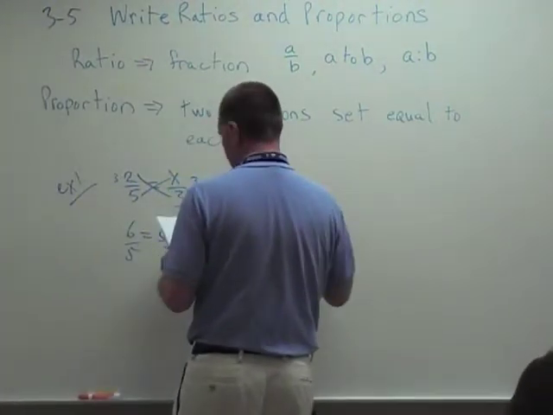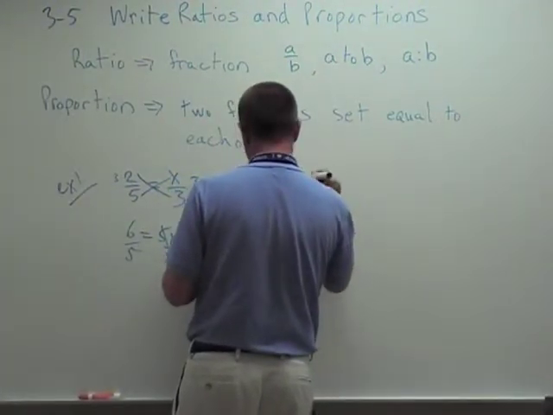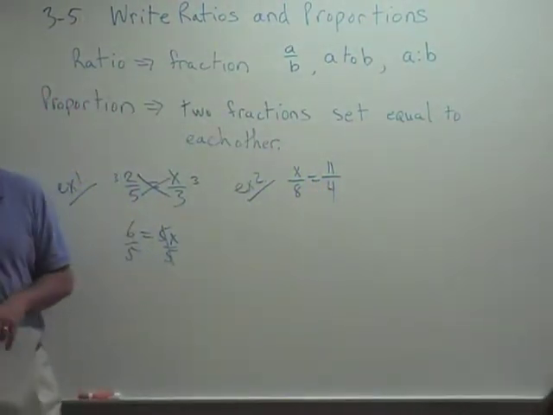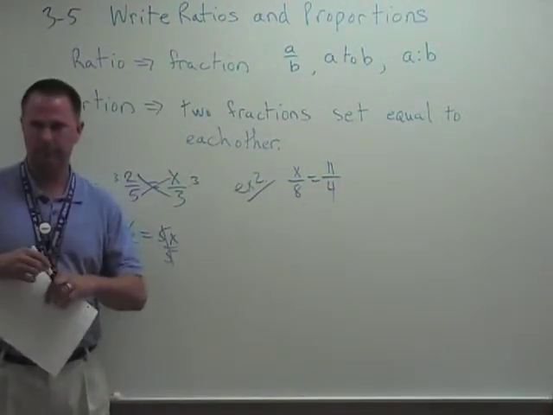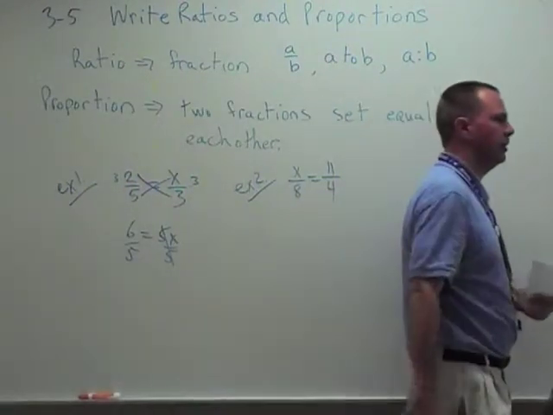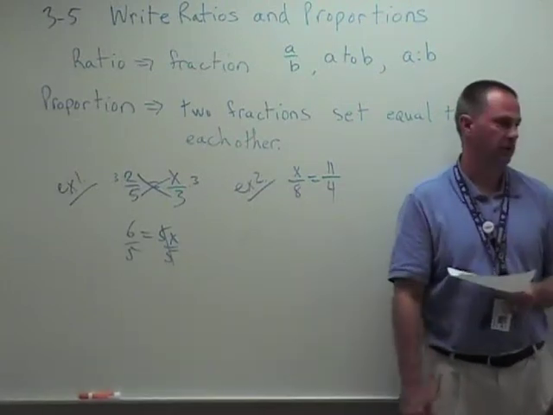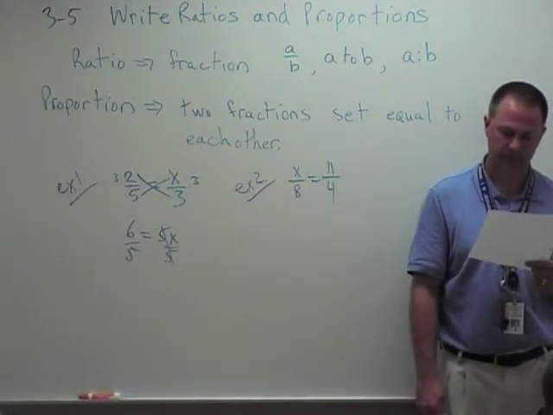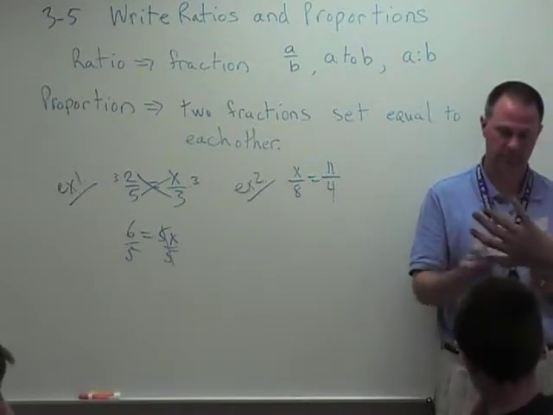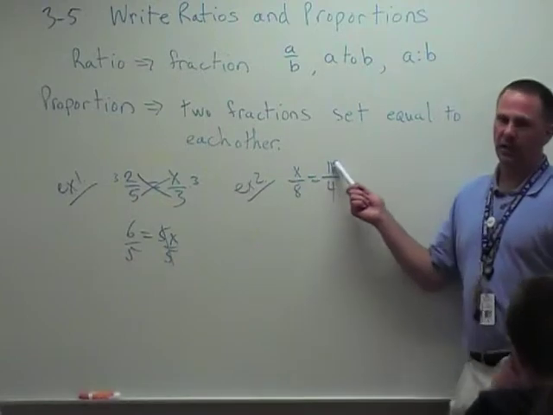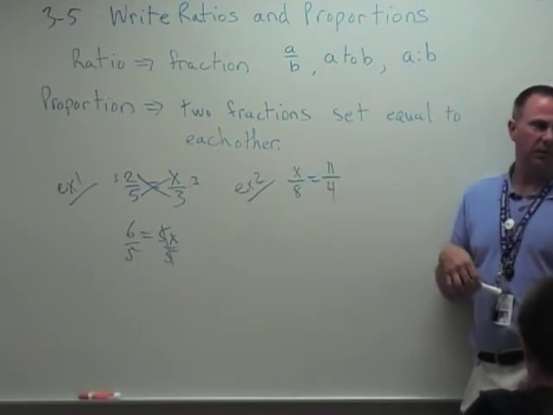Example 2. X over 8 equals 11 over 4. Solve. X over 8 equals 11 over 4. Should not be using a calculator. 22. 8 times 11 is 88. 88 divided by 4 is 22.